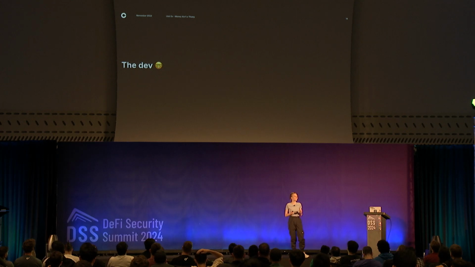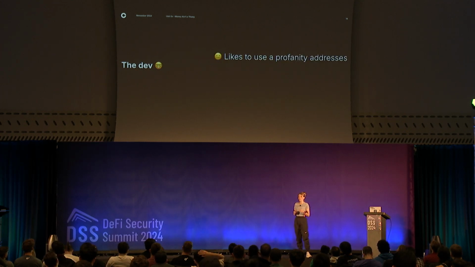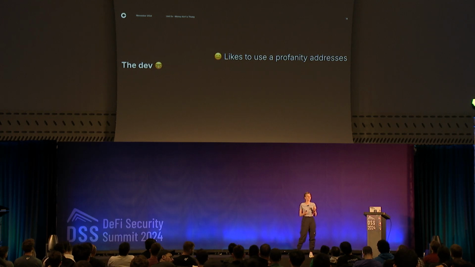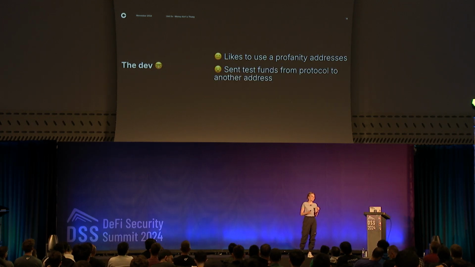Well, there are a couple of things that went on with this dev that were really suspicious. So first off, this dev really liked to use profanity addresses. I'm not hating on profanity here. It was just an interesting insight because it made me realize, wait a second, it was easy to find some of his other addresses. He then sent some of those test funds that he had received from that DeFi protocol to another address, and that address connected to several others.